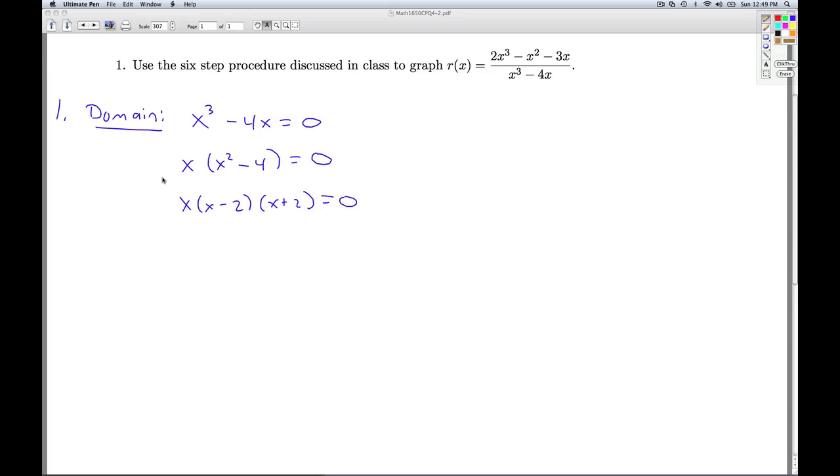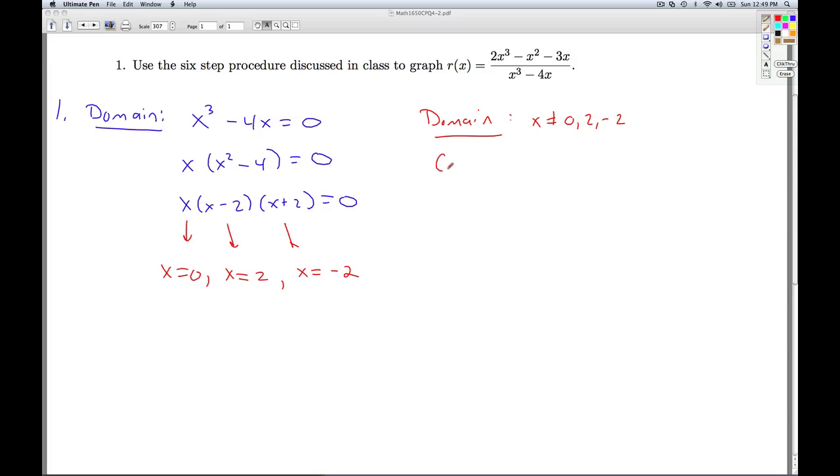Now that I've factored it, I set each factor equal to 0. So x is 0 here. X minus 2 equals 0 would give us x is 2. X plus 2 equals 0 would give us x is negative 2. So for my domain, x can't be 0, 2, or negative 2.